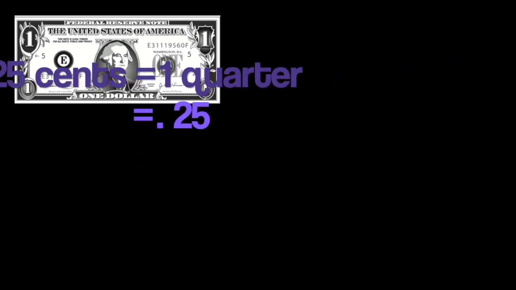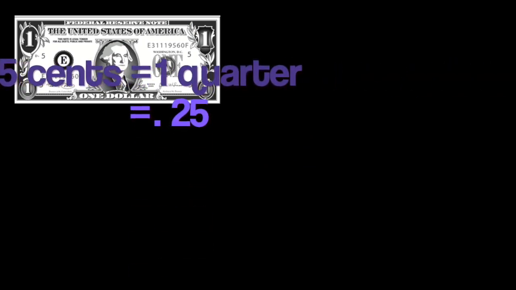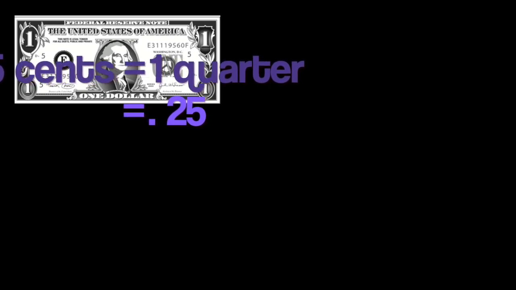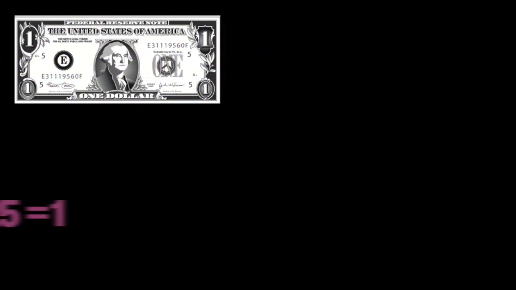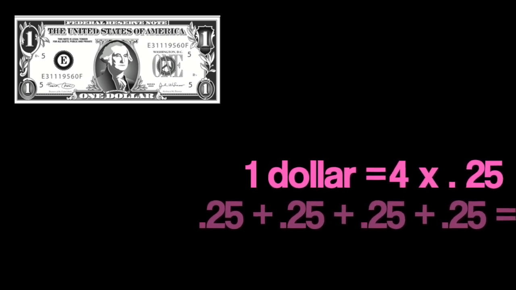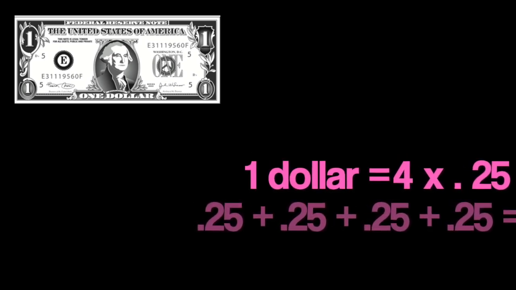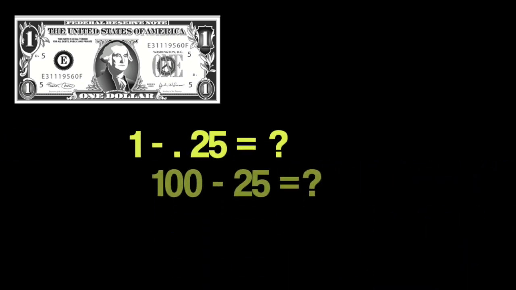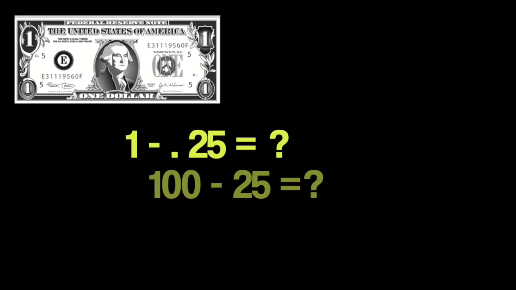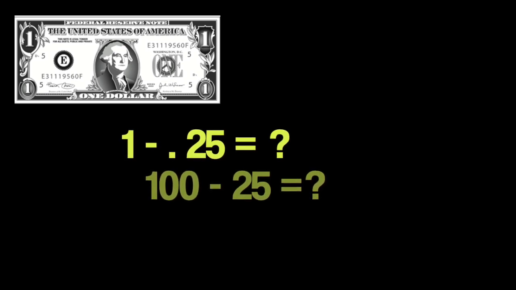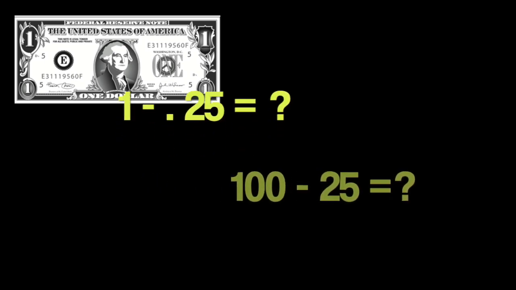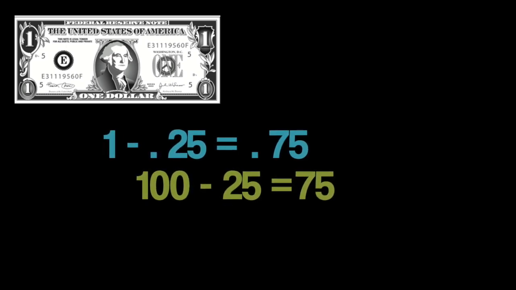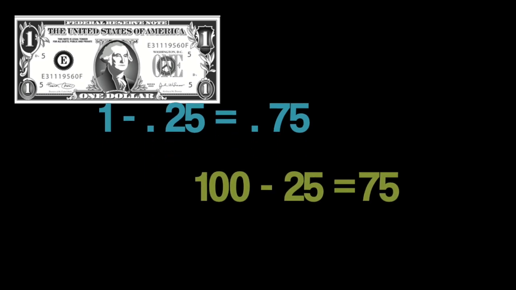How many quarters are there in $1? Each quarter equals 25 cents, or 0.25. So each dollar has 4 quarters, 4 25 cents. Now if you have $1 and I take a quarter from you, how much money is left with you? You'll have 75 cents left with you, which equals 3 quarters.